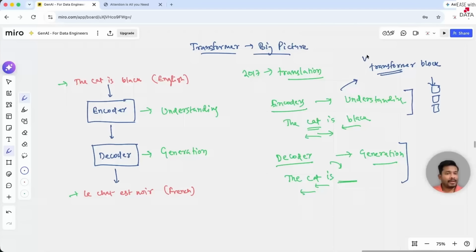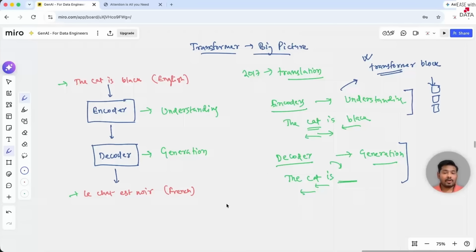So if we are able to understand how each transformer block works, then we should be able to understand how encoders and decoders work. And that is what we are going to do next. We are going to understand how each transformer block works. What are the steps involved inside a transformer block that make sure that each of the embeddings is rich and context aware.